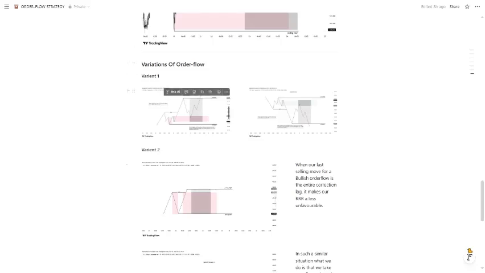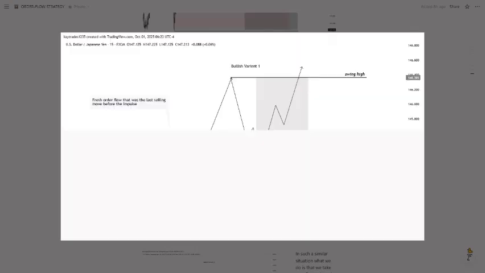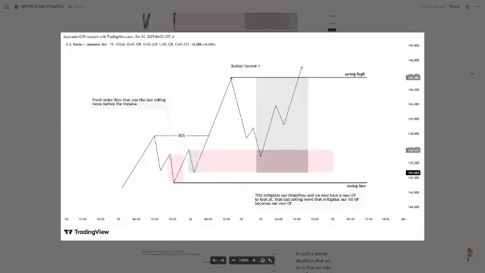Variant 1 would be our mitigated order flow. This is essentially where we come out of an order flow, come back in without even pushing and breaking structure. This becomes our last selling move, and then we push higher. So looking at this, it's fresh order flow. That was the last selling move before the impulse, and then we push out and we have a higher high. We were having lower lows, lower highs, lower lows. We push out. Now order flow is fresh, and what happens?